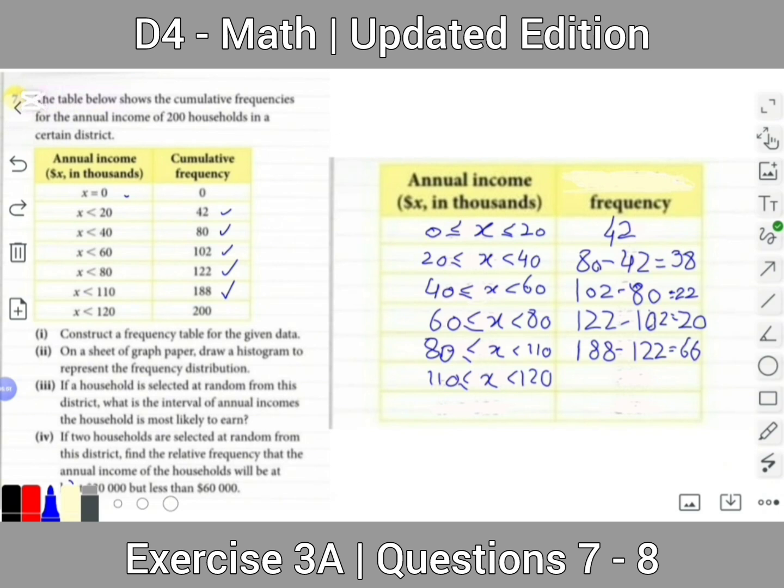Now for the last class interval 110 to 120, we have to subtract the cumulative frequency of 80 to 110 from the cumulative frequency of the class interval 110 to 120. We have a cumulative frequency of 200 for the class interval 110 to 120. For 80 to 110, we have a cumulative frequency of 188, so we subtract 188 from 200 and we get the frequency equal to 12. So this is the complete frequency table.